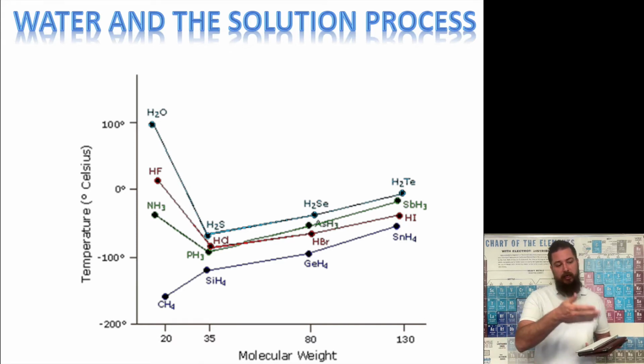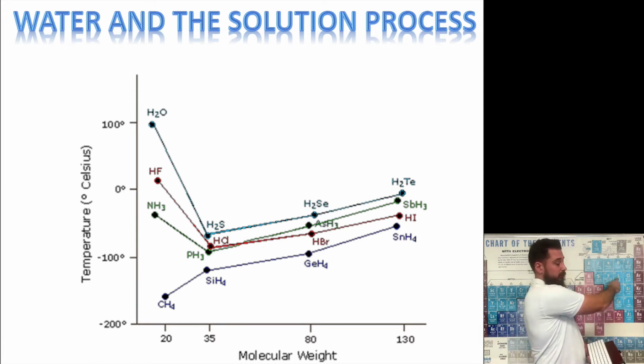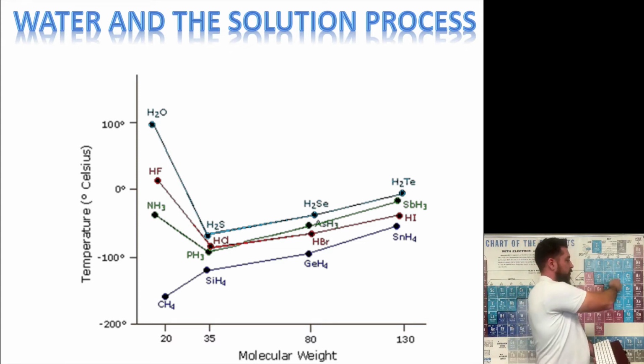So, for example, H2S, so that's hydrogen with sulfur. Sulfur is in the same group as oxygen, and then the next one, selenium, is in the same group as oxygen, and so on. Notice how as we go down, there is a general increase, except for this first drop, which is a decrease.